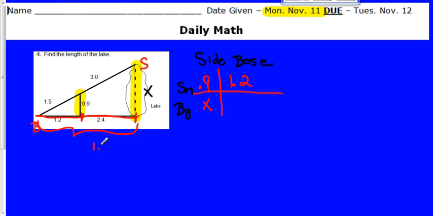So I have 1.2, or 1 2/10, plus 2 4/10. When I add that up, that gives me 3 6/10. So here I have 3 6/10.